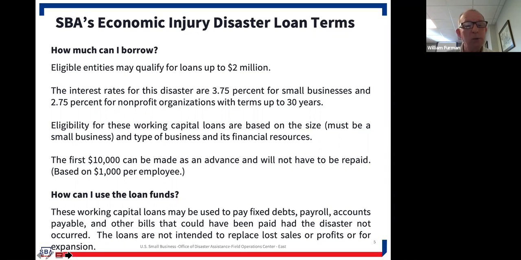Again, the loans are based on size. We talked about this being a small business, and the 500 employees does come into play for this particular disaster.